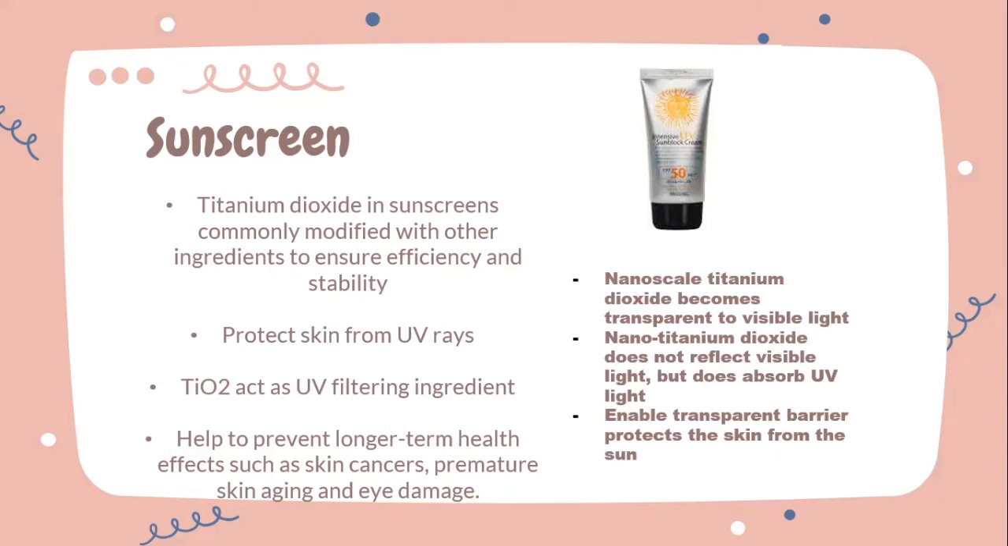Nanoscale titanium dioxide becomes transparent to visible light. Nano titanium dioxide does not reflect visible light but does absorb UV light. It is an invisible, transparent barrier that protects the skin from the sun.